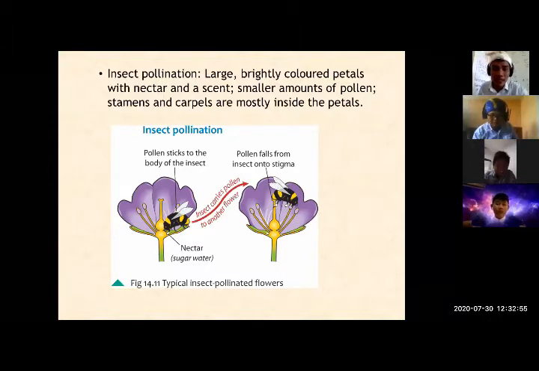Because there is nectar. Do you see nectar here? Sugar water? The insect loves nectar, right? And also, if you see petals, this is the petals, the purple. Because the petals look beautiful, it attracts the insect to come. Very good. That's very easy and fun.